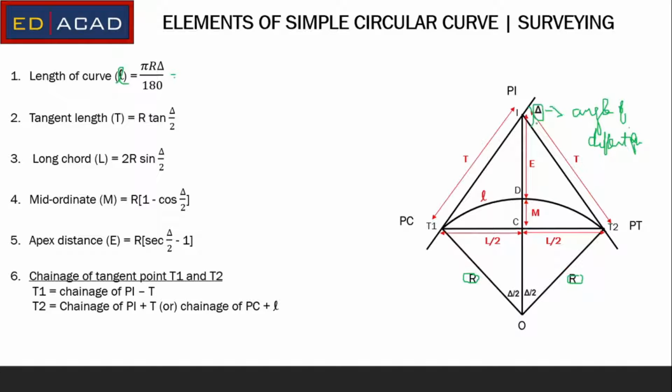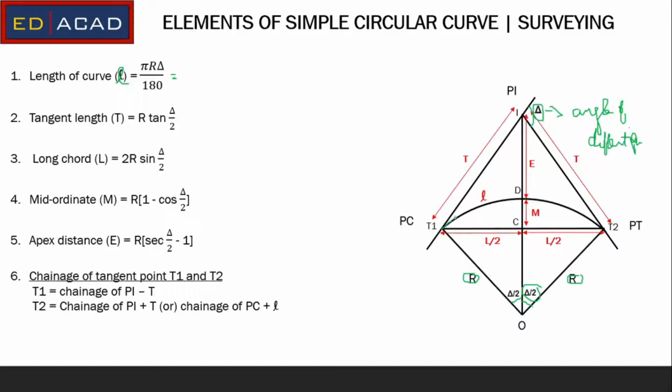And this delta, so we are getting these two interior angles as delta by 2 by the property of exterior and interior angles, that the exterior angle will be equal to the sum of the interior opposite angles. So we get this value as delta by 2. Now let's look at how we are getting this length of curve as pi r delta upon 180.